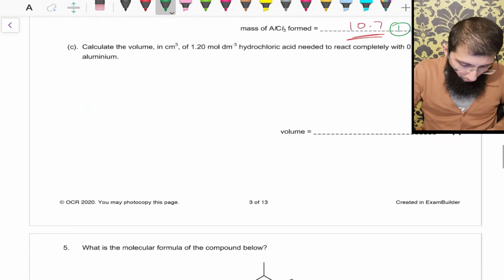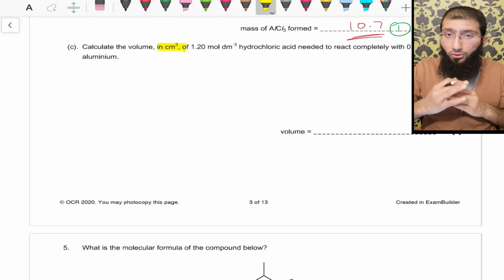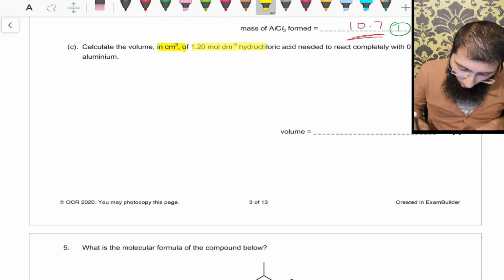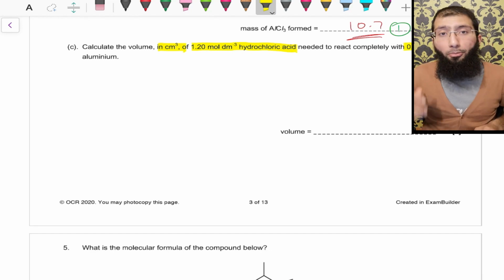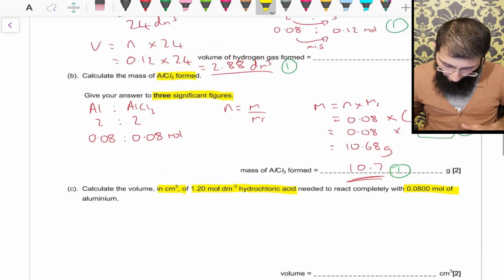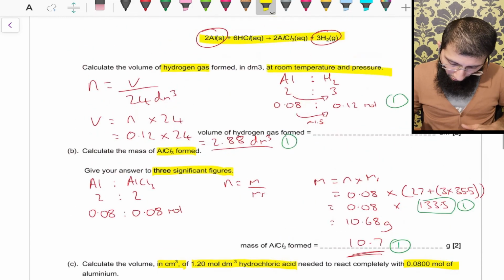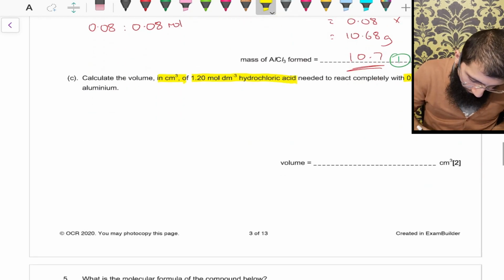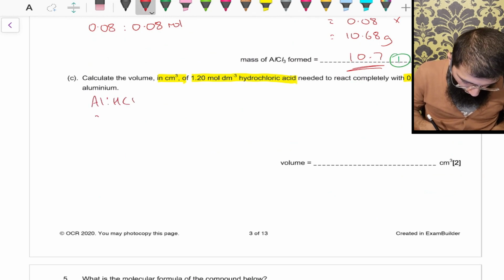Okay, next question. Calculate the volume in centimeters cubed, and this time we're not doing decimeters cubed, it's in centimeters cubed, of 1.20 mole per decimeter cubed of hydrochloric acid needed to react completely with 0.08 moles of aluminium. So let's have a look again at the equation, and let's consider the ratio between aluminium and hydrochloric acid. For every 2 aluminium, we've got 6 moles of hydrochloric acid which are reacting. So Al to HCl, it's a 2-to-6 ratio.